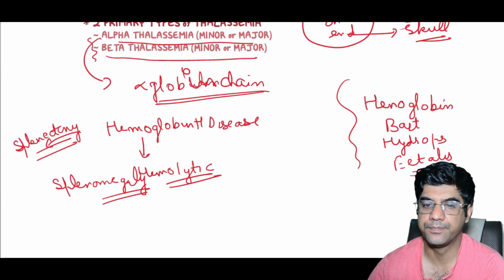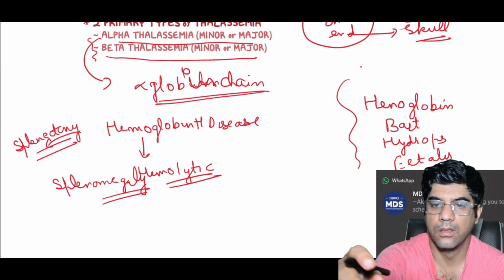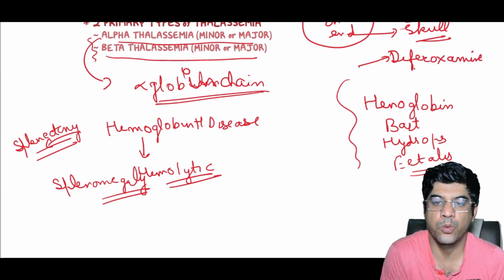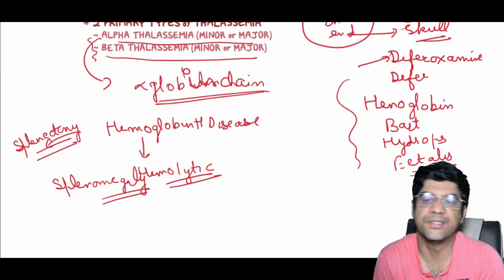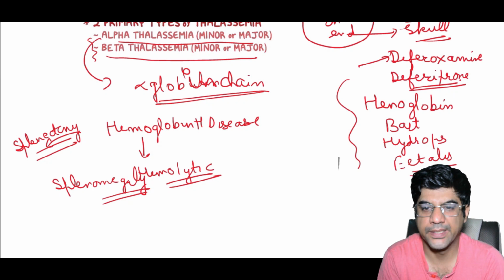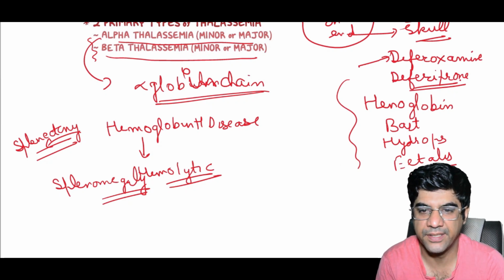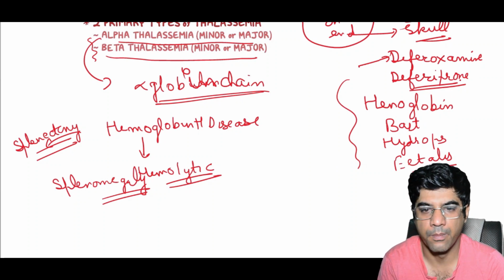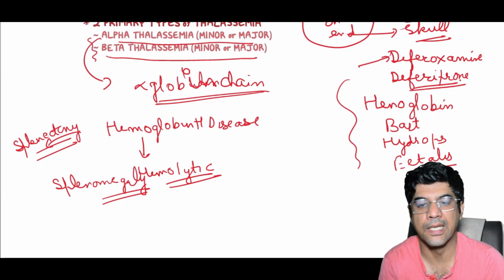Examples are deferoxamine and deferiprone. So these are the iron chelators. What they do is help remove the excess iron from the body to prevent organ damage. For a patient with severe disease, we can do HLA matched donor transplantation, replacing the defective bone marrow with healthier cells.